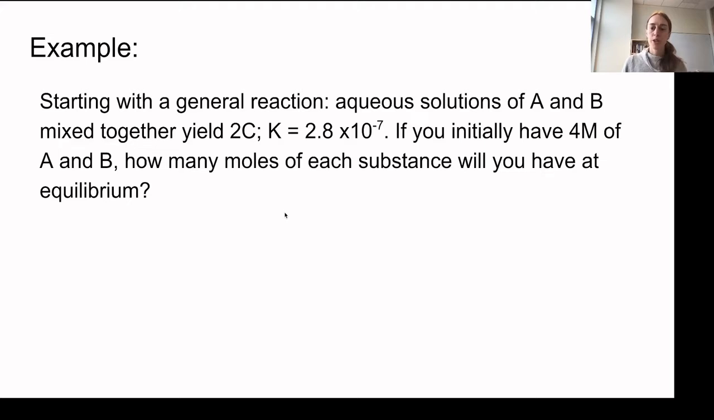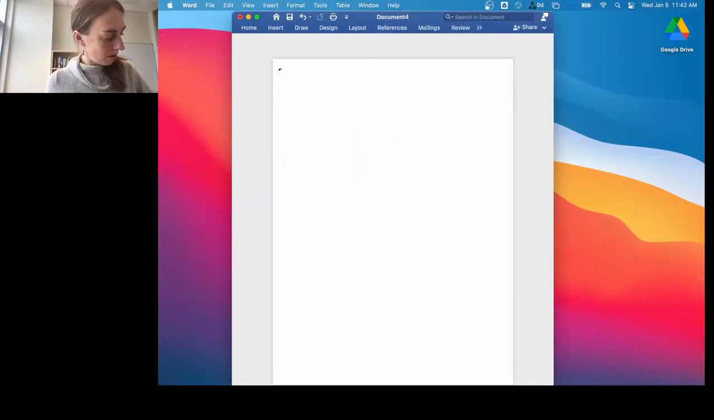So this first example problem is starting with just some general reaction. So we have aqueous solutions of A and B. If we mix them together, we can yield 2C. And our K_eq here is 2.8 times 10 to the negative 7th. So if we initially have 4 moles of A and B, how many moles of each substance will we have when we reach equilibrium? So let's switch over and start writing this out.